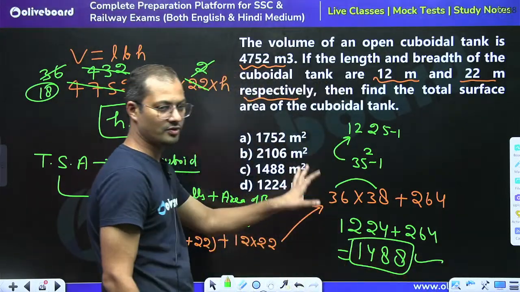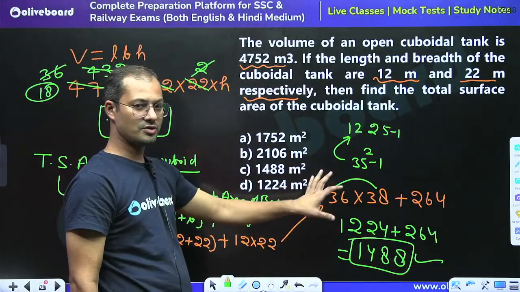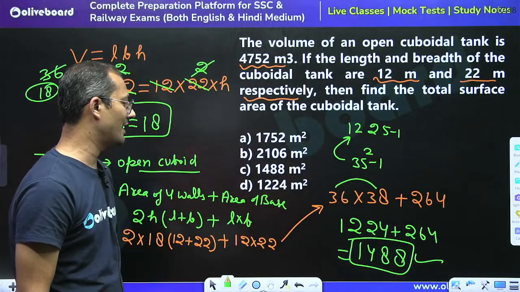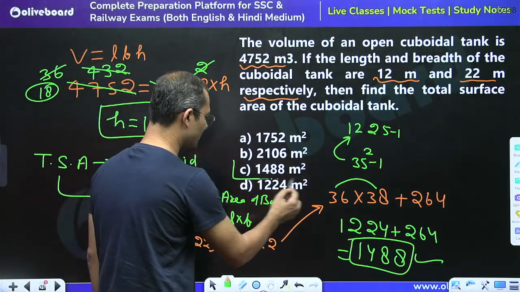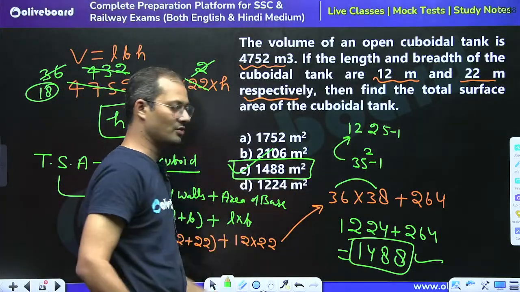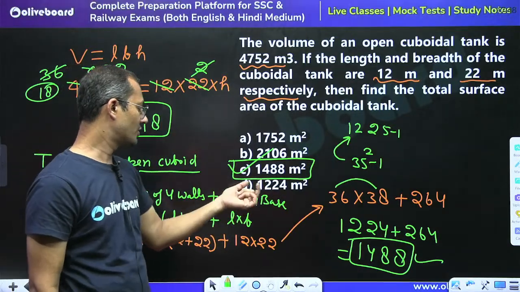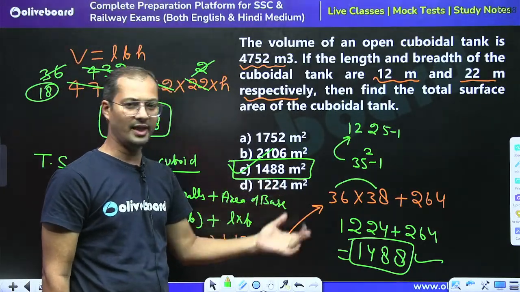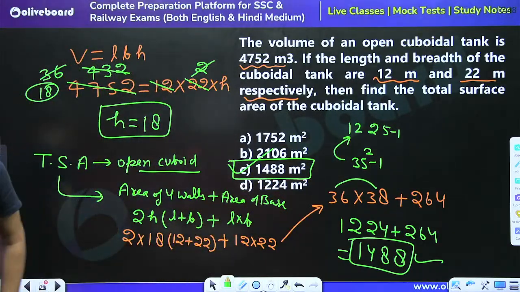See how we are going to calculate it, right? So you can also focus on the calculation part, you have to focus on the calculation part also. So the answer would be 1488. Yes, 1488 is the right answer. So moving to next question.